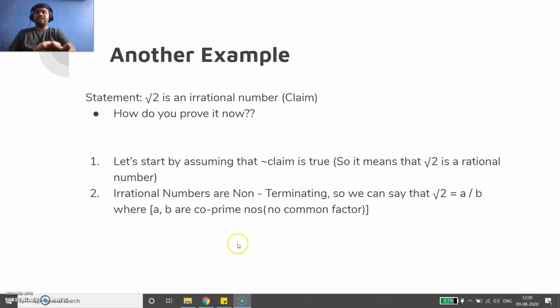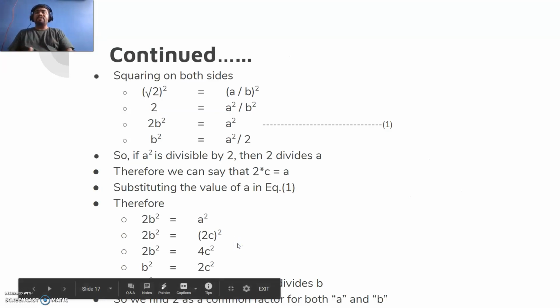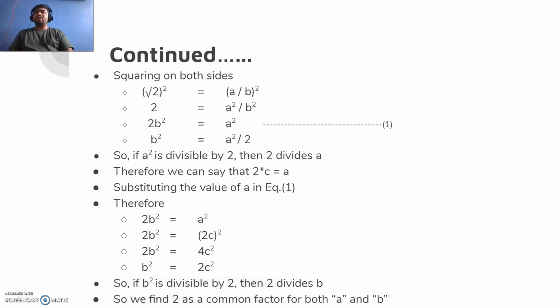Now, proceeding ahead, we'll just square both sides. Root 2 becomes 2 after squaring, and on the right hand side we see (a/b) whole square becomes a square over b square. Now finally, it is like 2b square equal to a square. Now what is b square then? b square is a square divided by 2. Now if a square is divisible by 2, then we can say that even a is divisible by 2.